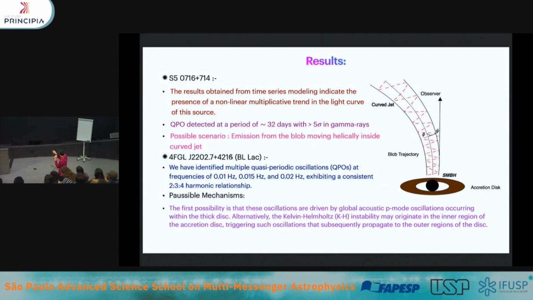And for the 4FGL source, we found multiple QPOs with a harmonic relation of 3:4, and the best possible mechanism for this 4FGL source is the Kelvin-Helmholtz instability in the accretion disk. Okay. Thank you.